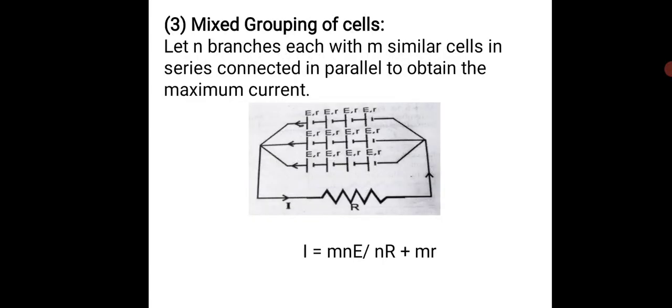Last one is mixed group of cells. Combining n branches, each with m similar cells in series, connected in parallel to obtain the maximum output, that is current. I equals mnE divided by nR plus mr. So this is the information related to cells in series, parallel and mixed group of cells.